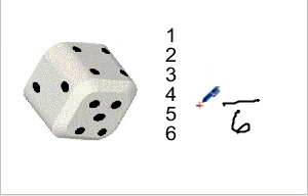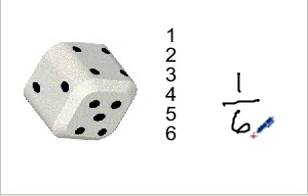So what's the probability of getting 5? Well, how many different ways can you get 5, or just roll a 5? There's only one way. So the probability of rolling a 5 is 1 out of 6.